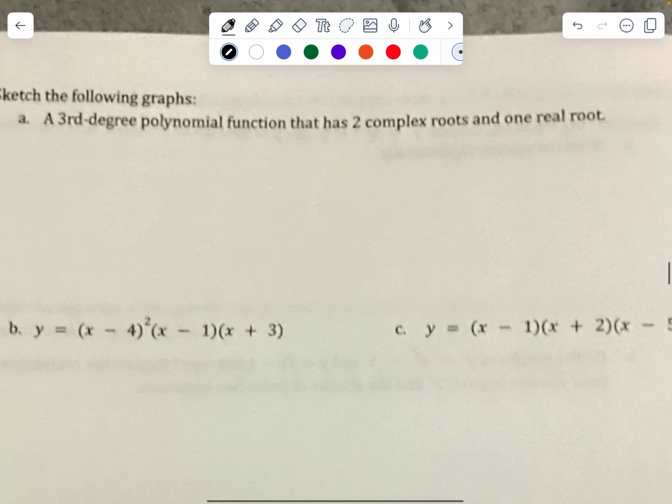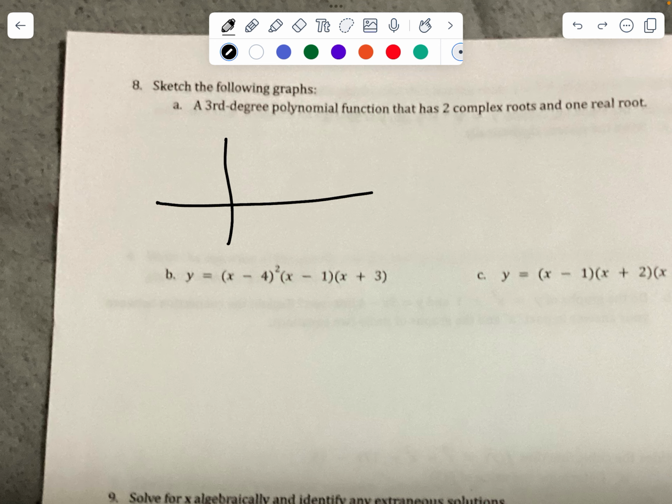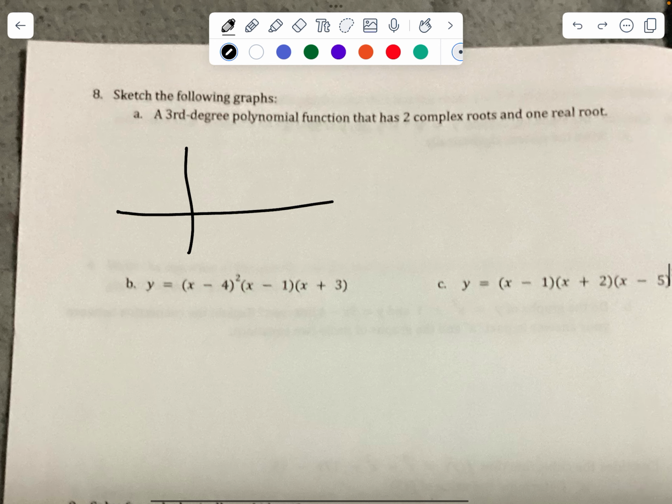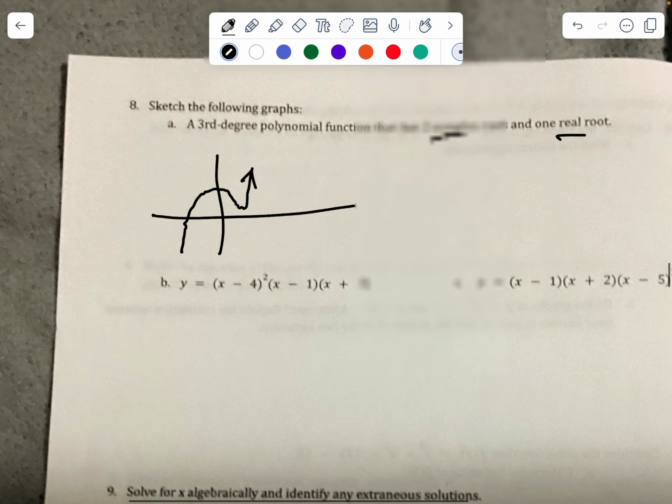So we're going to be sketching these graphs, third degree polynomial. That means x cubed would be third degree. So basically, all we're going to do here has to have two complex and one real. All you do for the real is it has to touch the x-axis. And then for the complex, it can't touch the x-axis.